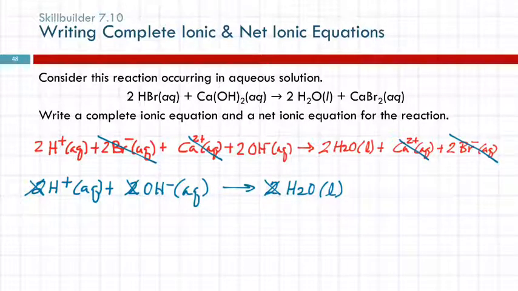Any questions? Yeah. Why did you cross out the... I can't see a... Because I have 2 bromides here, and I have 2 bromides over here. So she came to the party, didn't hit it off with anybody, and just left again. Didn't get into a relationship. Hydrogen and hydroxide got into a relationship. Calcium and bromide showed up, and nothing happened. Any other questions?